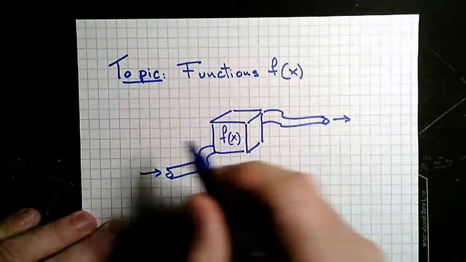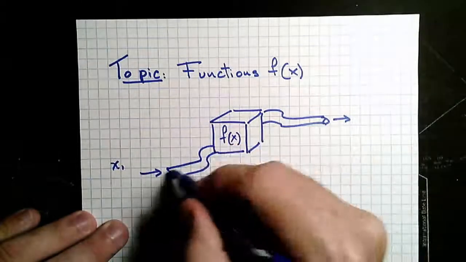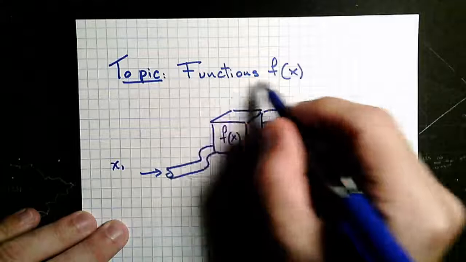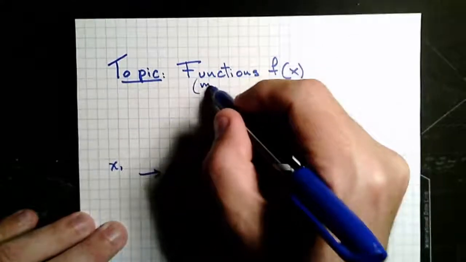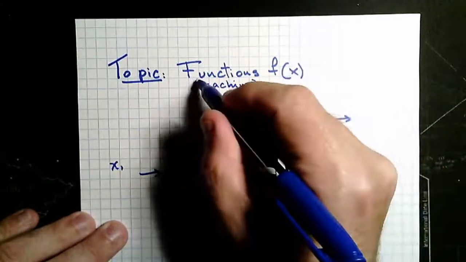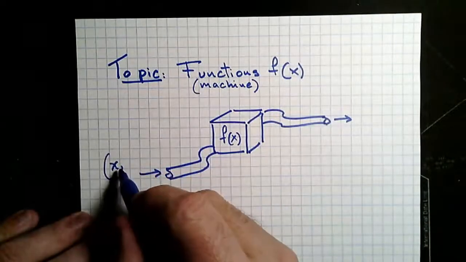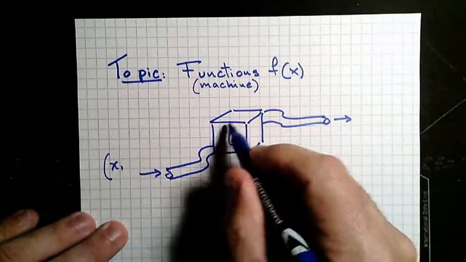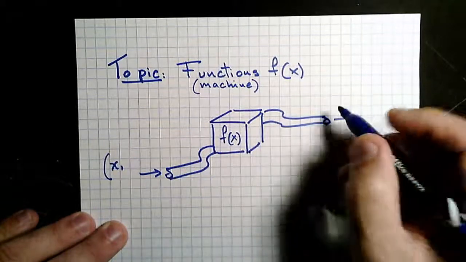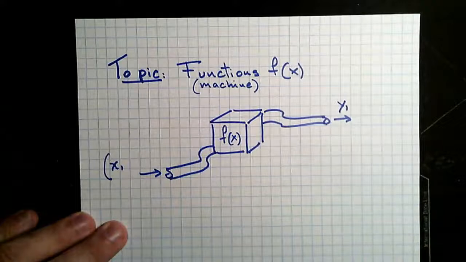If I introduce x1, the machine is going to start working. I am going to call functions by the name of a machine. Actually, a perfect machine. Okay. I introduce x1. The function is going to start working here and it's going to give me one response, which is going to be y1.